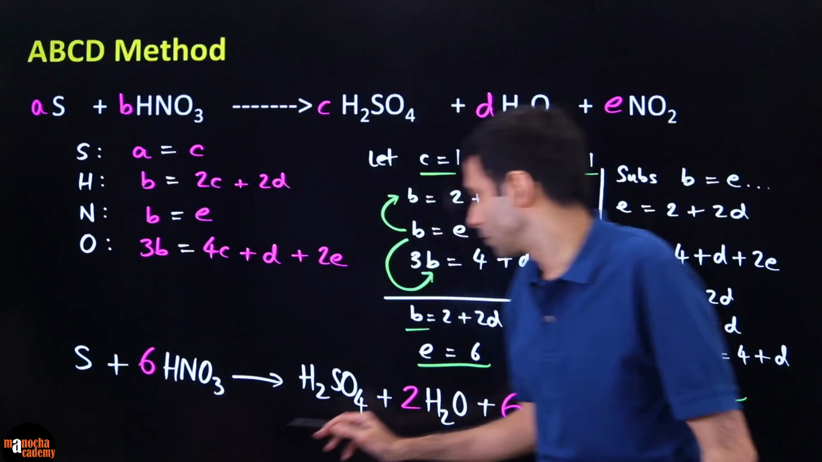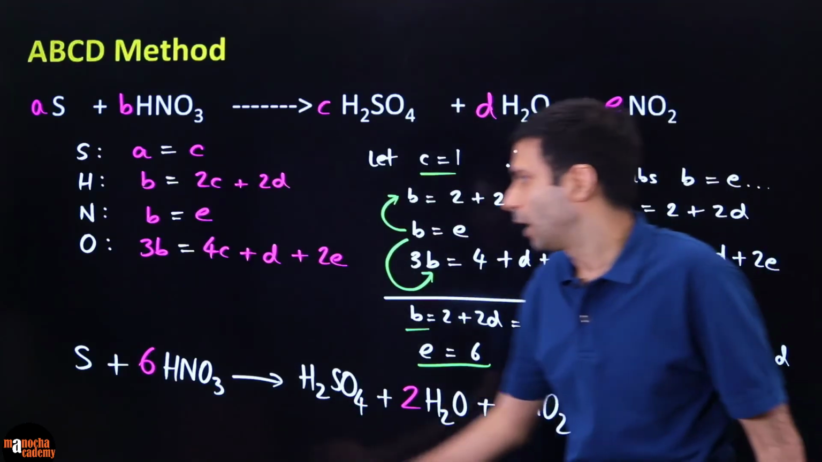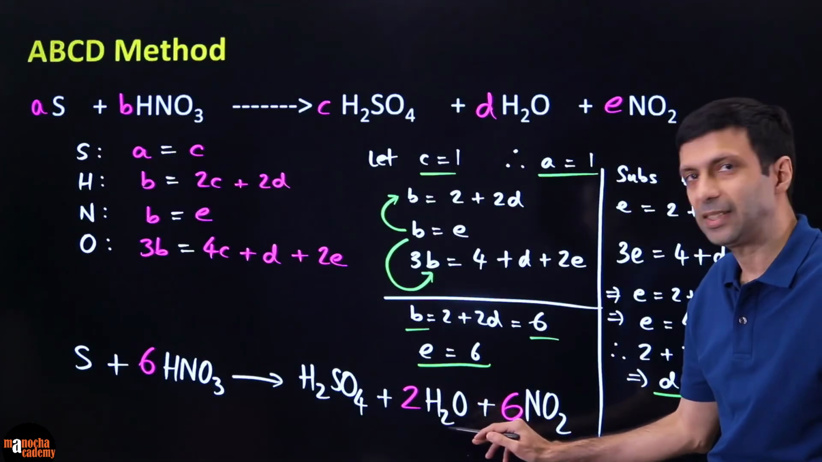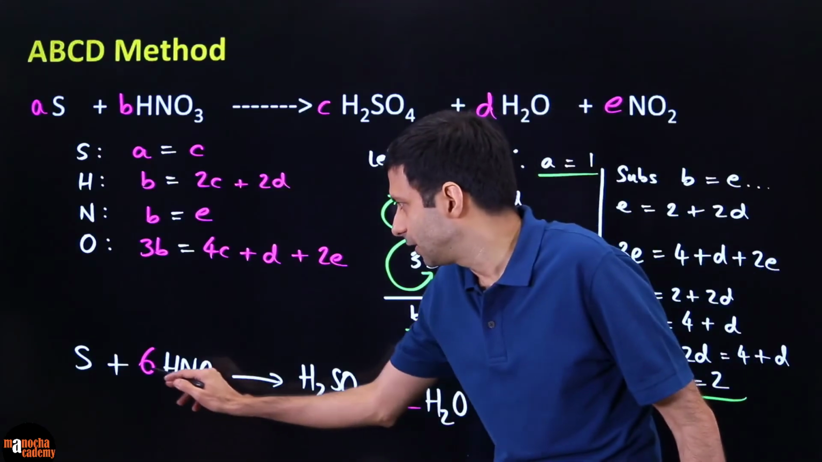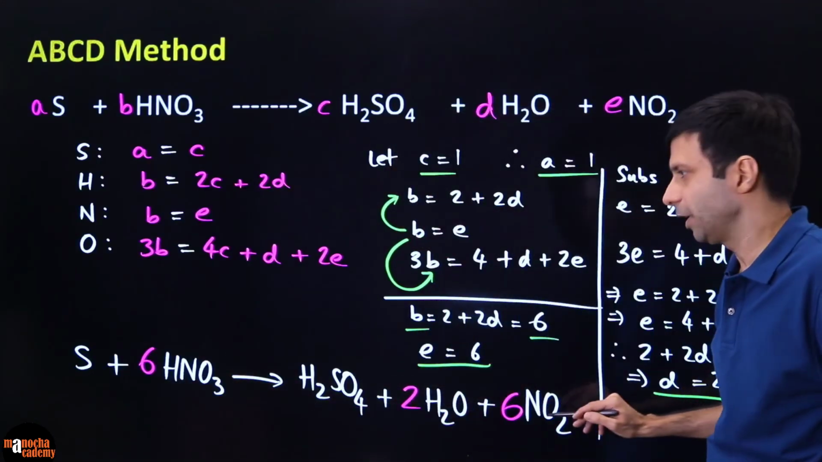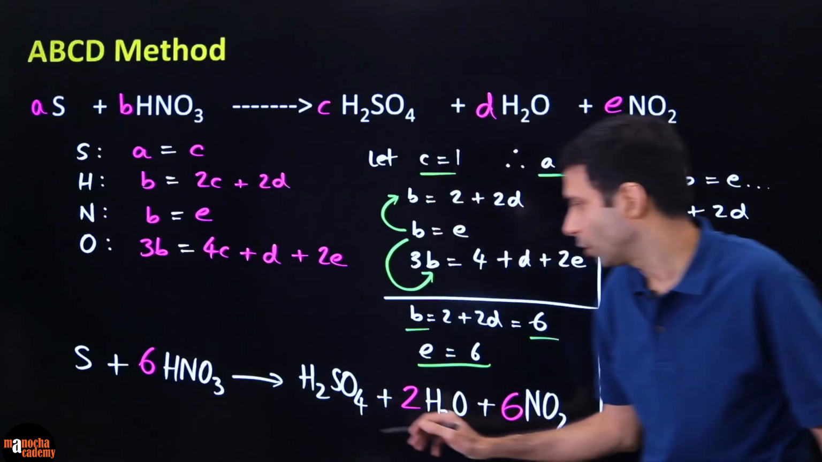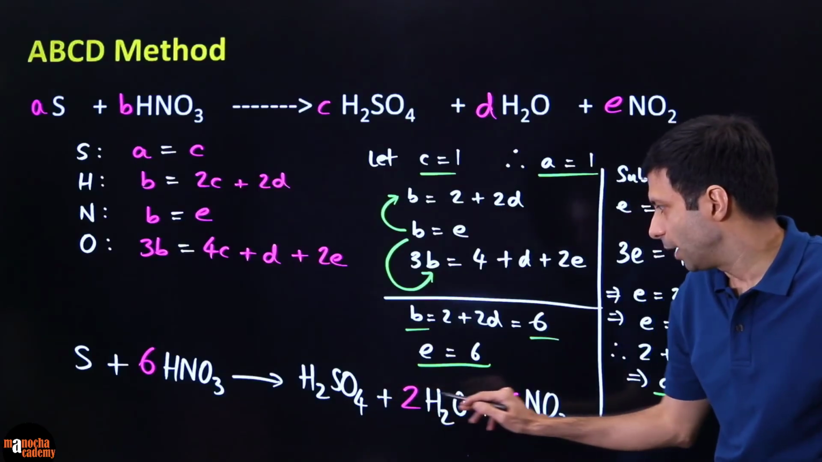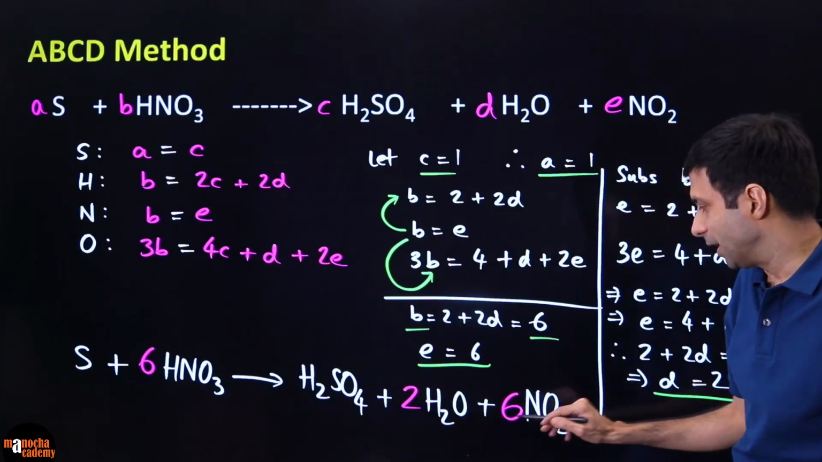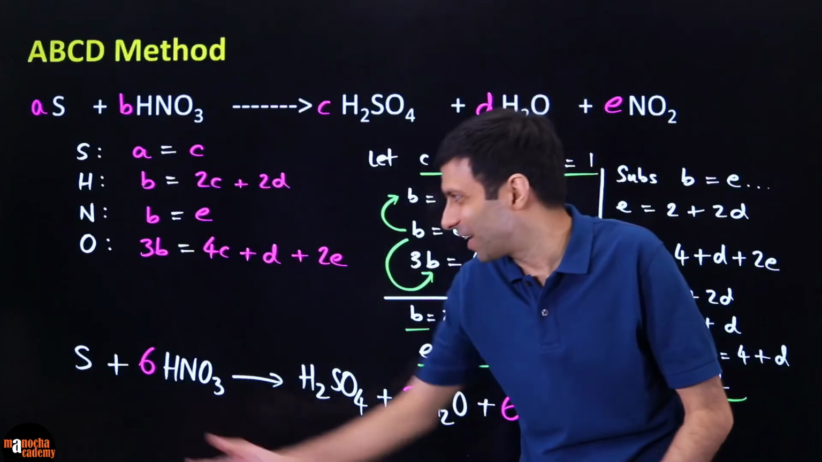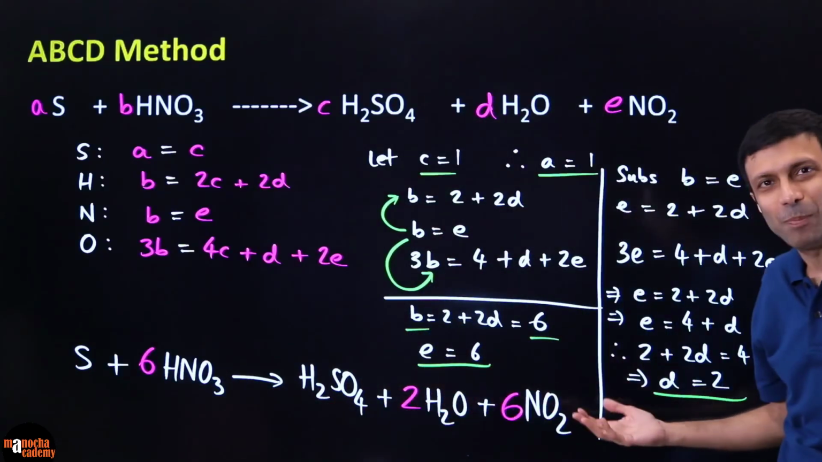So sulfur is 1, sulfur is 1. Done. Hydrogen 6, 2 plus 4 here, 6. Nitrogen 6, how many nitrogen here? 6. How many oxygen? 6 times 3, 18 on the left. How many on the right? 4 plus 2, which is 6, plus 12. So 12 plus 6, 18. Hooray, we are done. Our equation is balanced.